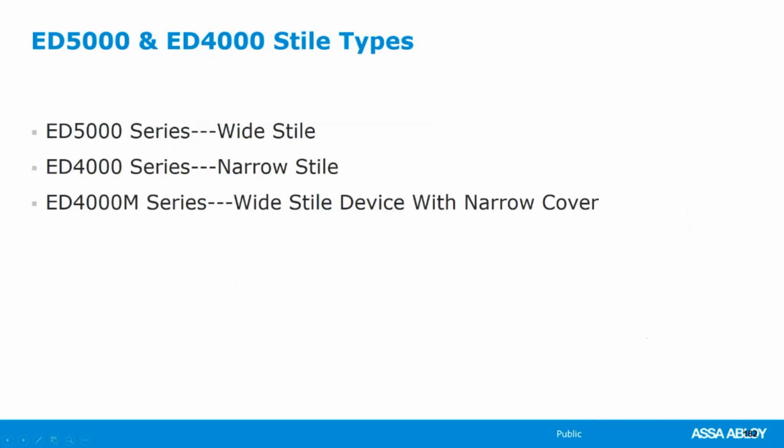Our ED 5000 series is our wide style push pad type device. We have our ED 4000 series as well. That is our narrow style device, which is meant to be used on those aluminum storefront openings, as well as areas where you might want to match that ED 4000. If you have storefront openings and you have other openings nearby, we could do the ED 4000M. That is our wide style device with a narrow cover, so it gives you that same look, the same design.